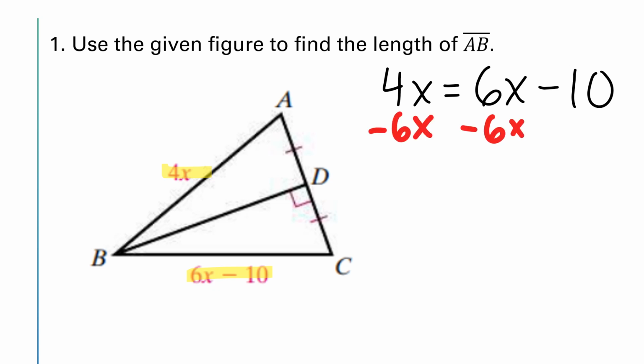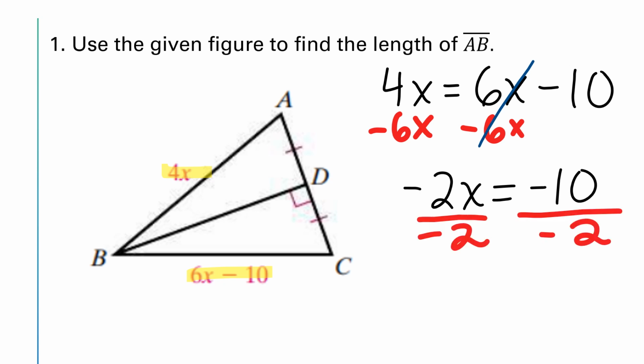We're going to subtract 6x from both sides. It's going to cancel out on the right. On the left-hand side, you have negative 2x. On the right-hand side, you've got a negative 10. Don't lose that little negative in there. Then, again, we're trying to get x by itself, so let's divide both sides by negative 2. It's going to cancel out on the left, and that's going to leave x by itself on the left. On the right-hand side, negative divided by negative is going to give us a positive. 10 divided by 2 is 5. So there's the value of x. Now, x, again, is not the answer, but x is going to allow us to find the answer.